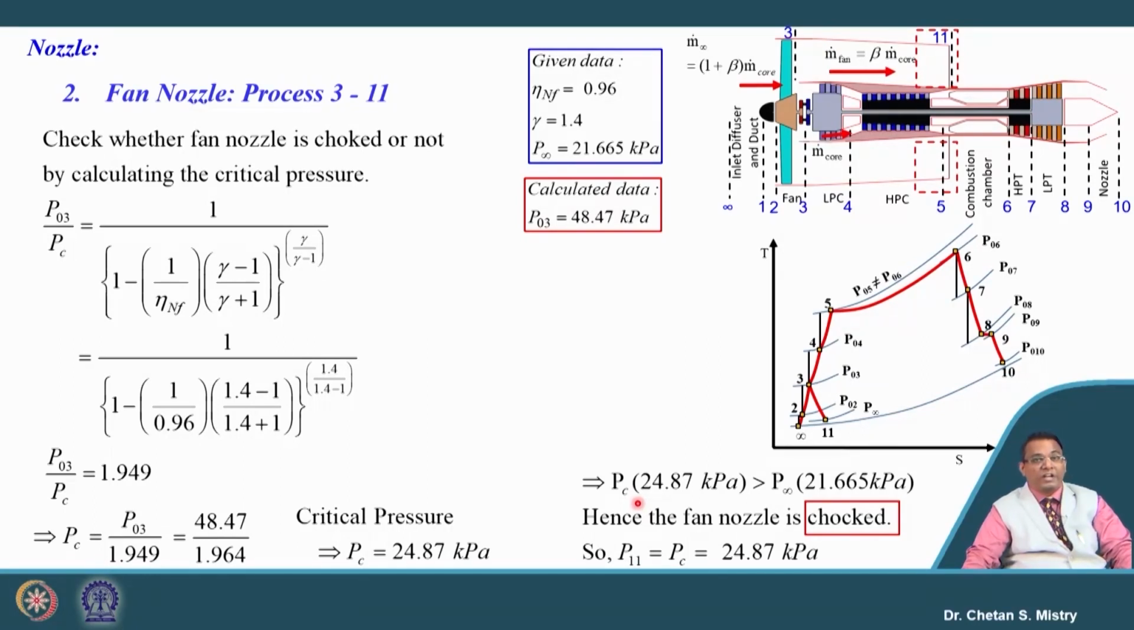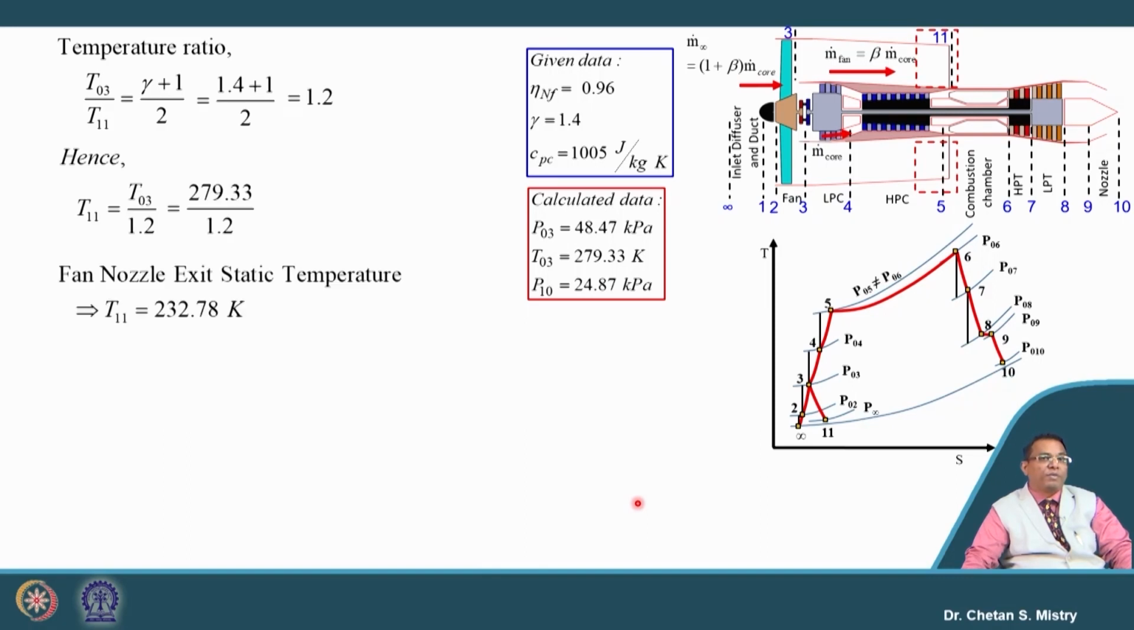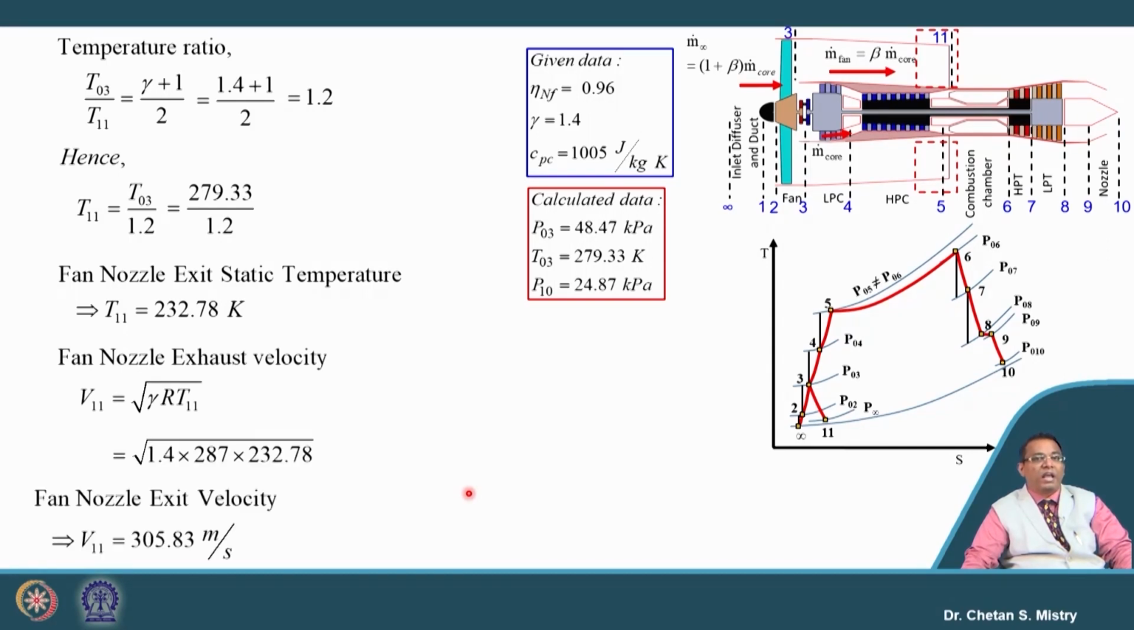Okay. Once this static pressure is known to us, we can calculate the static temperature, and this static temperature we are correlating in terms of temperature ratio. If we put this temperature ratio in the equation, it gives static temperature at the exit of the fan nozzle to be 232.78 Kelvin. And if we calculate our exhaust velocity, then this exhaust velocity is coming to be 305.83 meter per second. Okay. So, now this is giving us an idea about the exit velocity.